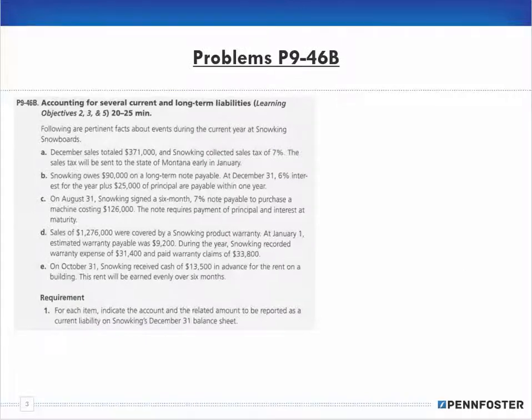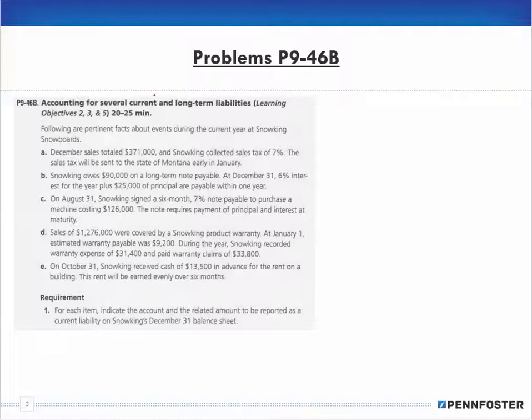Okay, so problem 9-46B. It says accounting for several current and long-term liabilities. Following are pertinent facts about events during the current year at Snow King Snowboards. Right, so 5 of them. For each item, indicate the account and the related amount to be reported as a current liability on Snow King's December 31st balance sheet. Okay.